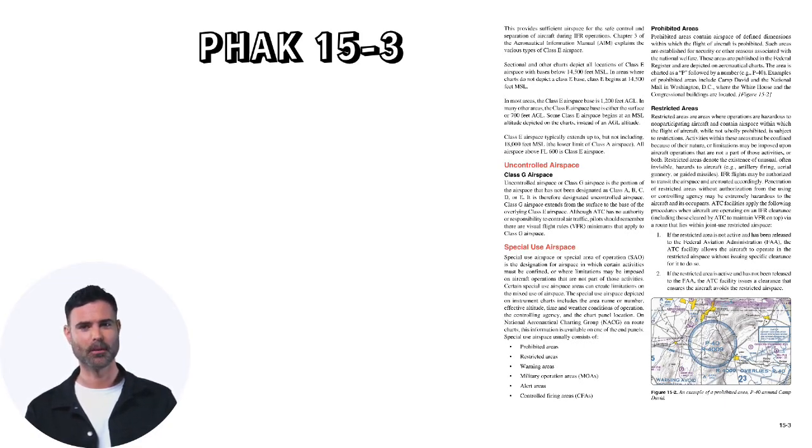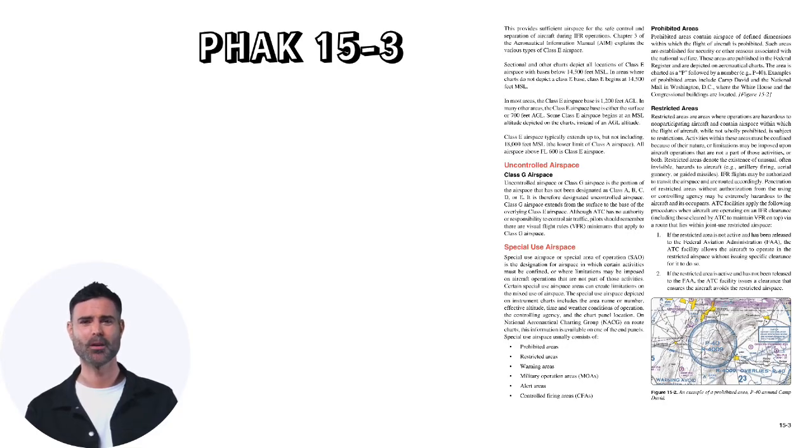Such areas are established for security or other reasons associated with the national welfare. These areas are published in the Federal Register and are depicted on aeronautical charts. The area is charted as a P, followed by a number, e.g., P40. Examples of prohibited areas include Camp David and the National Mall in Washington, D.C., where the White House and the congressional buildings are located.